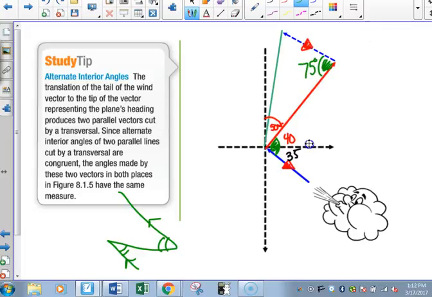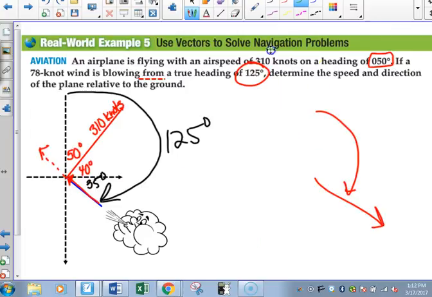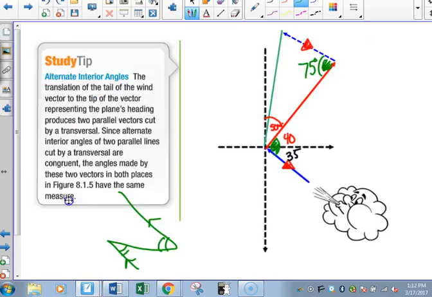75 degrees, okay? The length of the blue vector, I didn't label, but back here it said it was 78 knots. So we're going to label this 78 knots. And this was 310. Does that sound right, guys? The plane? Okay. We need to solve for this, the actual resulting path of the plane. If I have two sides and an angle in between and it's not a 90, what do I have to use? Law of cosines.